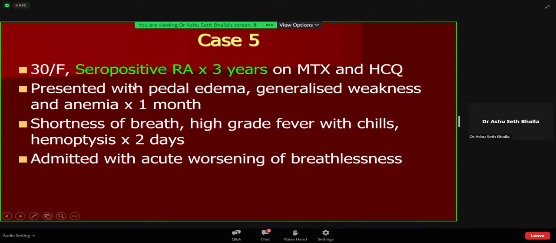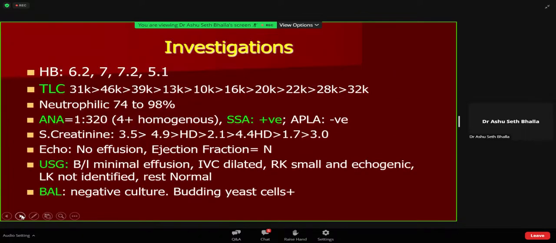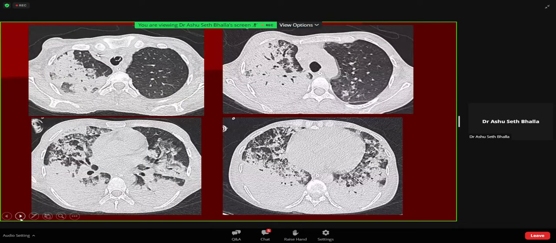This is the lady with SLE, which I was showing you. Actually, this lady had come to us as a seropositive RA who had been on methotrexate and HCQS for 3 years, but now developed shortness of breath with hemoptysis and had a falling hemoglobin, very high TLC, ANA positive, SSA positive, and echogenic small kidneys, and the BAL basically gave nothing.